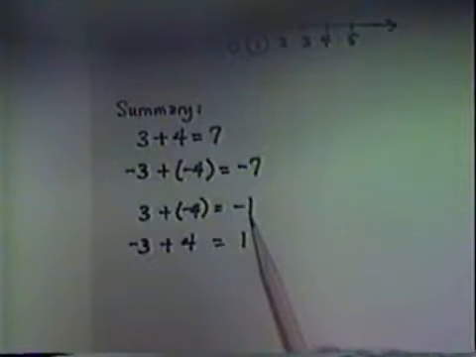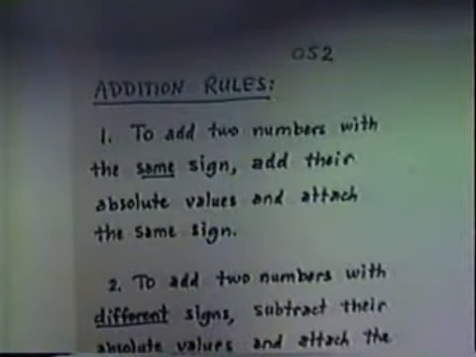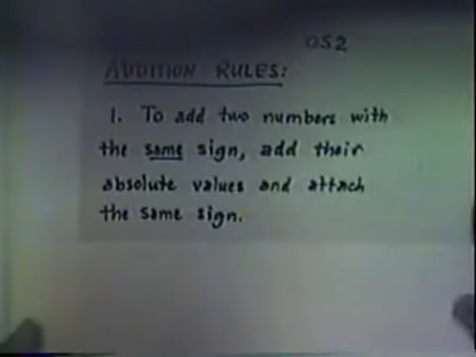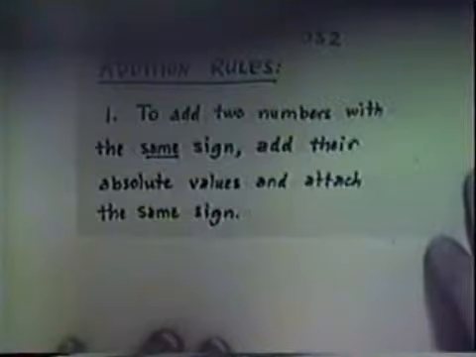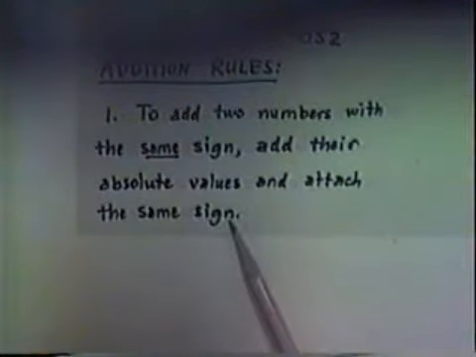This leads us to the addition rules. Anytime we have something called rules, it's very, very important for you to write this down in your notes. So here are the two addition rules. Let me adjust them so we can see them clearly. First rule, to add two numbers with the same sign, add their absolute values and attach the same sign.